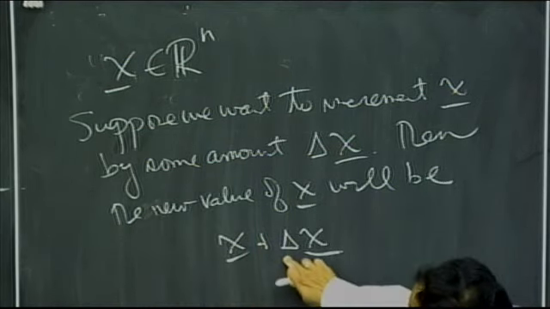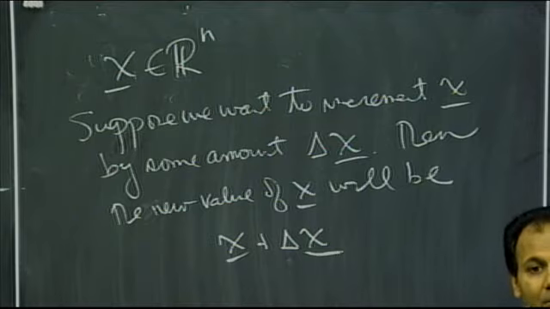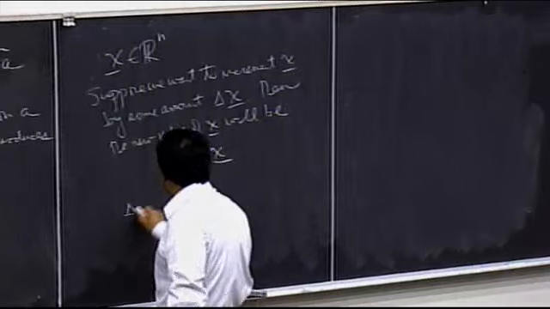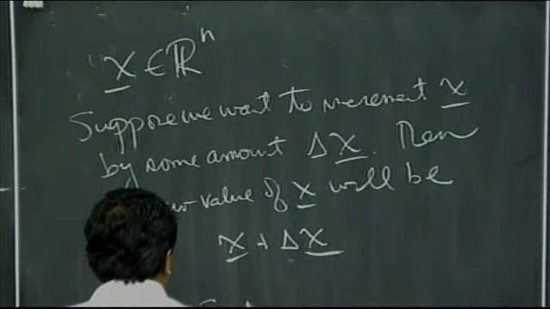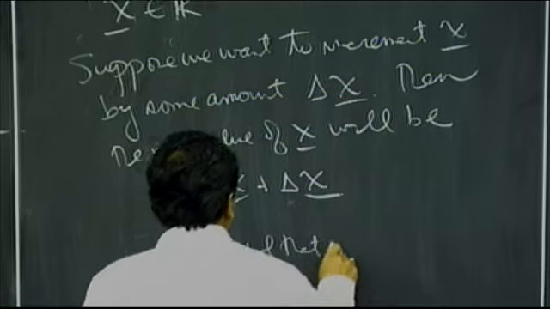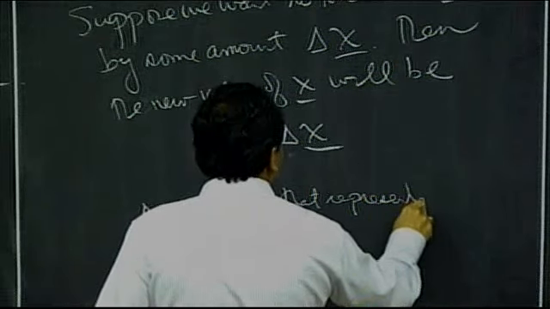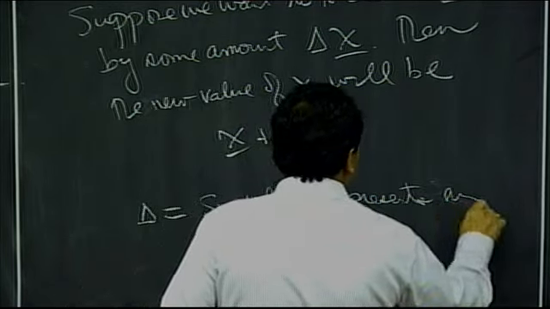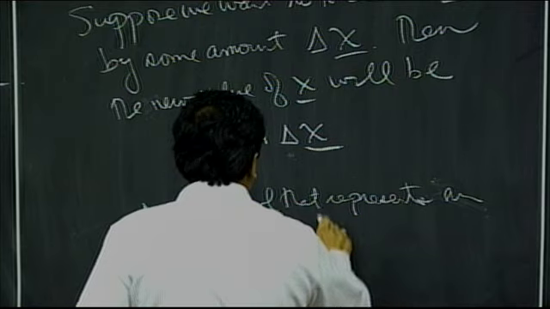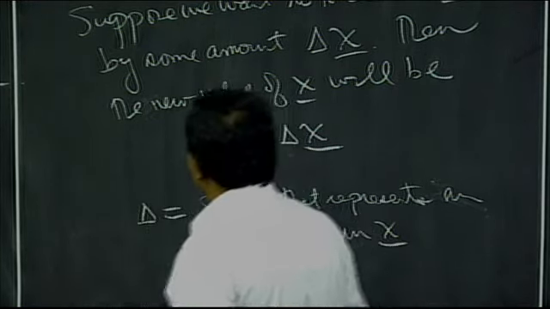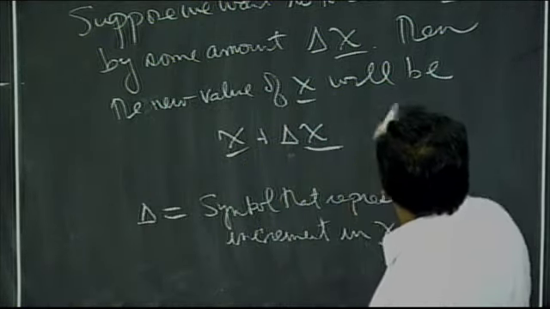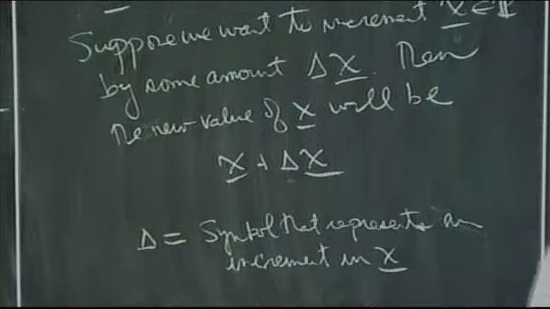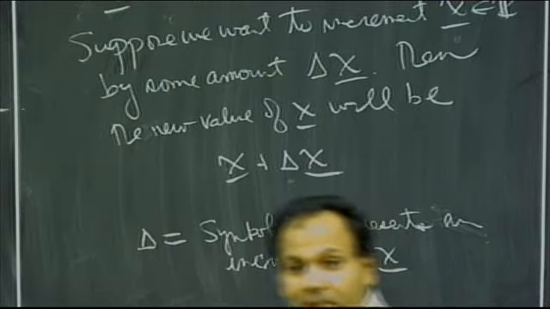What does this delta mean? This delta means the amount of the increment of x. So the symbol that I'm using here, delta, represents an increment in x. But now what's true about x? x is a point. So I'm going to be more clear here: it's a point in Rn, and I'm going to increment it by some amount.